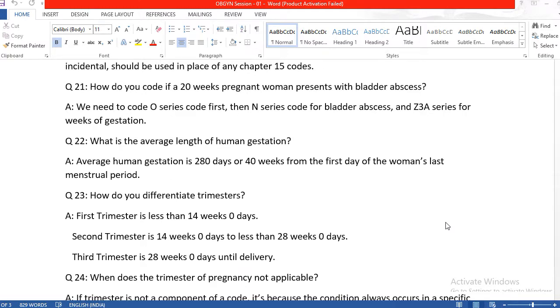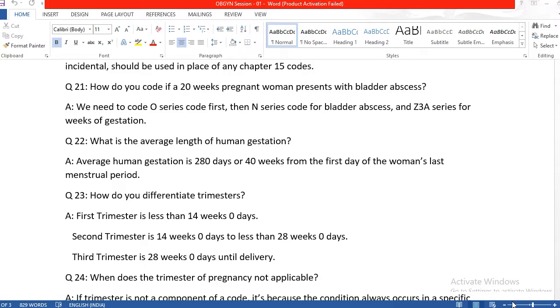How do you code if a 20 weeks pregnant woman presents with bladder abscess? Whenever a pregnant woman presents with any complication, we need to have 3 codes. The first code is from the O series, pregnancy, childbirth and puerperium section, the next is for the urinary system, an N series code, and Z3A series for weeks of gestation. So we need 3 codes whenever a pregnant woman presents with any complication.